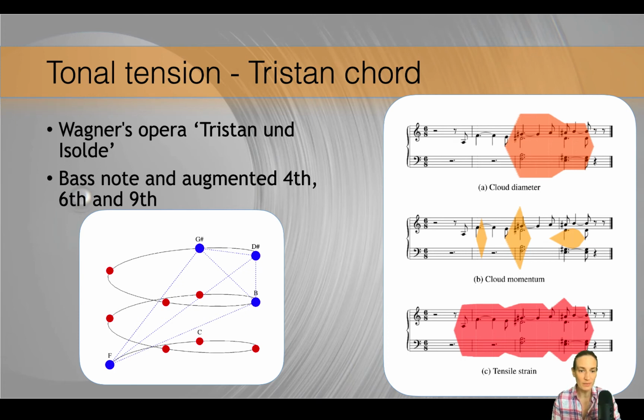Here's a famous example of a very tense chord, the Tristan chord. It comes from Wagner's opera Tristan and Isolde, and it's basically played each time the Tristan character appears on stage, and it's meant to convey this tension surrounding this character. The chord itself, if we represent it in our array, is very stretched out, you see. So the cloud diameter, as you see when it's played, is huge. There's also a big cloud momentum, and this little fragment here is actually far away from the key overall. I'll play it for you.